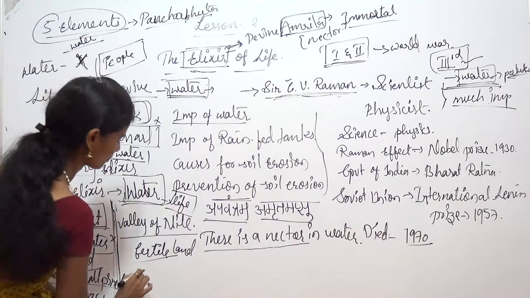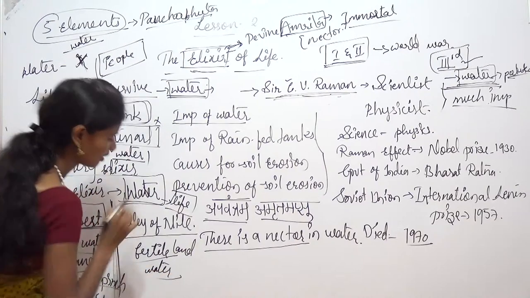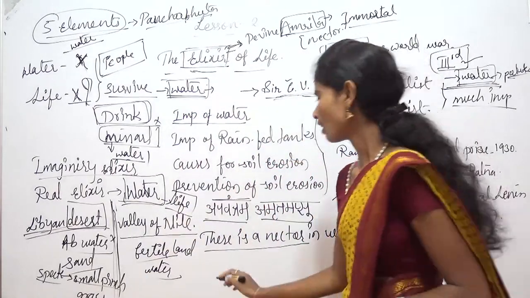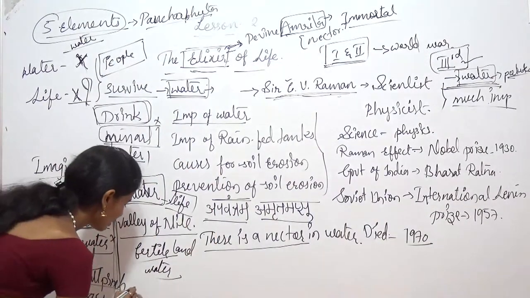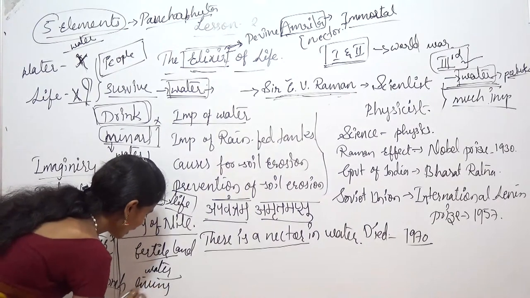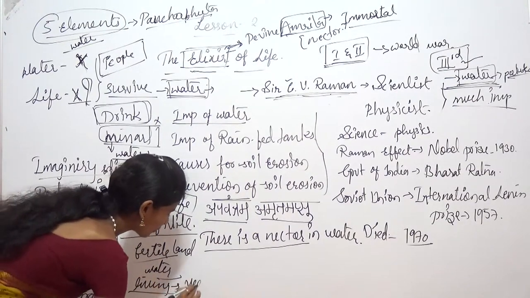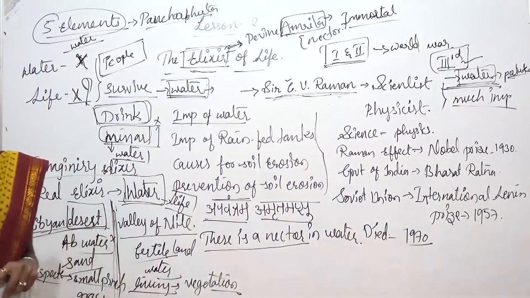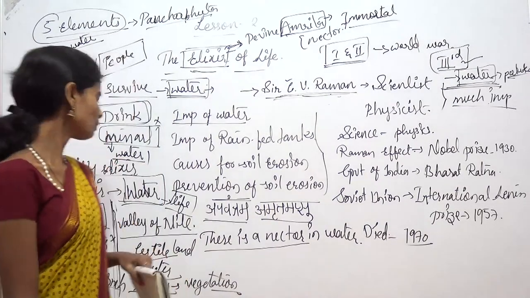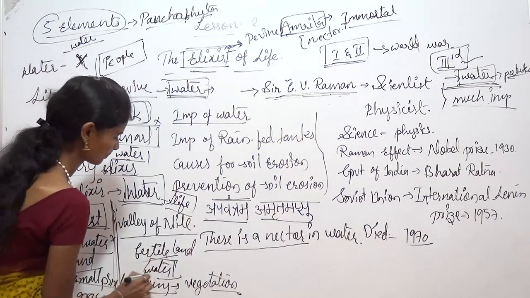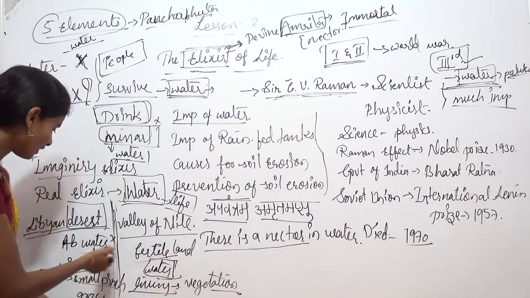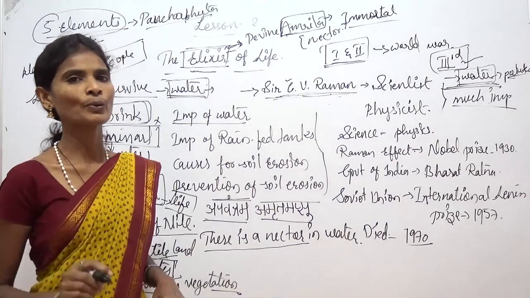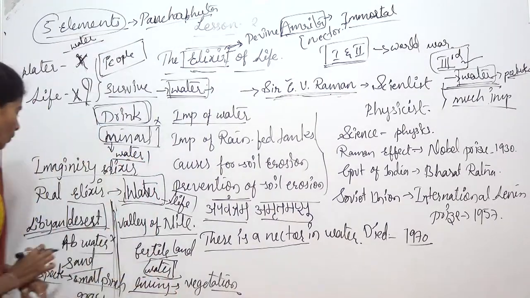Why? Because water was there. Because of water, a fertile land was there, and also all the living creatures were there. All the living creatures and every kind of vegetation. Why? Because of water. See, by looking at these two examples only, we can come to know the importance of water.